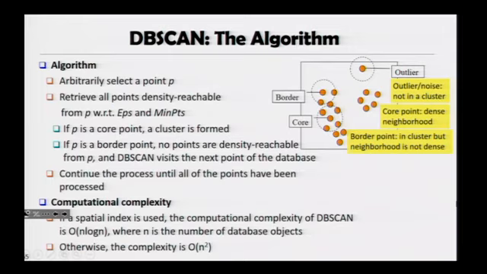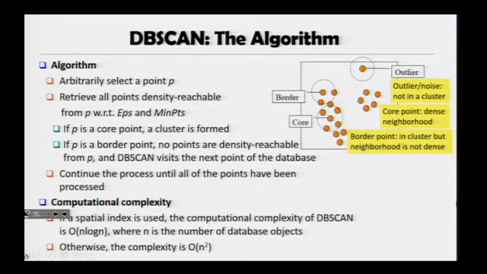If by some chance this point P is an outlier, then the algorithm will be done with this point, because no other point can be density reachable from P. So the algorithm will visit the next point in the database or the queue and do the same thing again. Also, if this point P is a border point, there are no other points density reachable from P, and the DBSCAN algorithm will also try to visit the next point of the database.